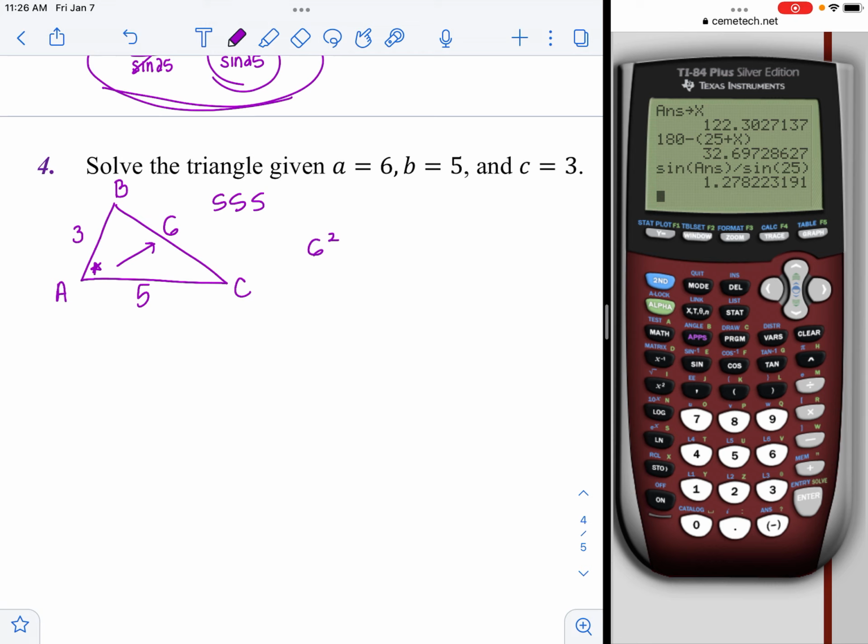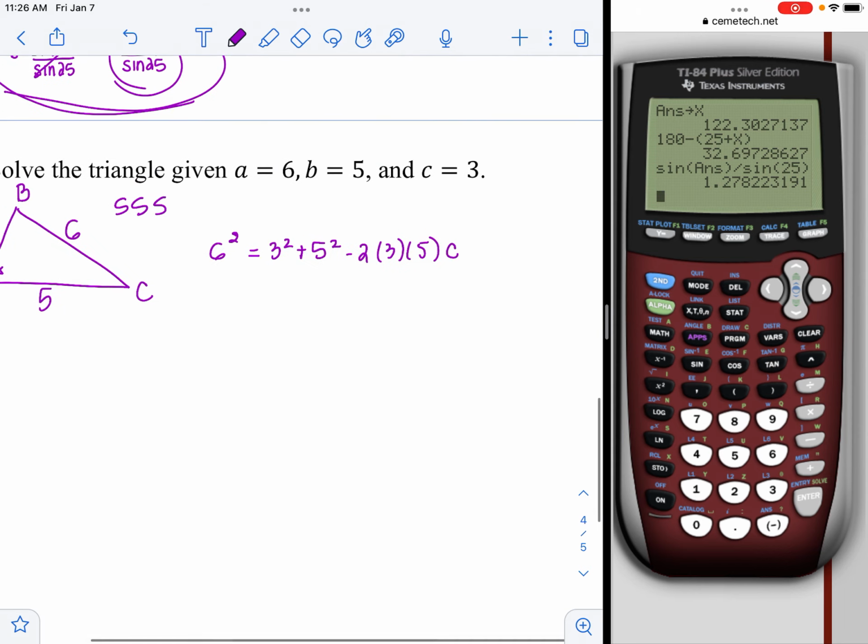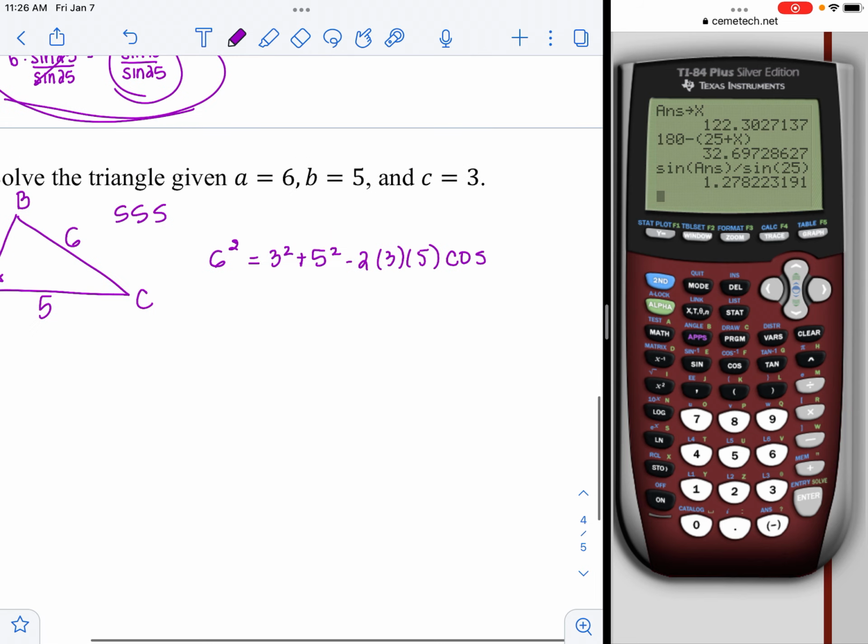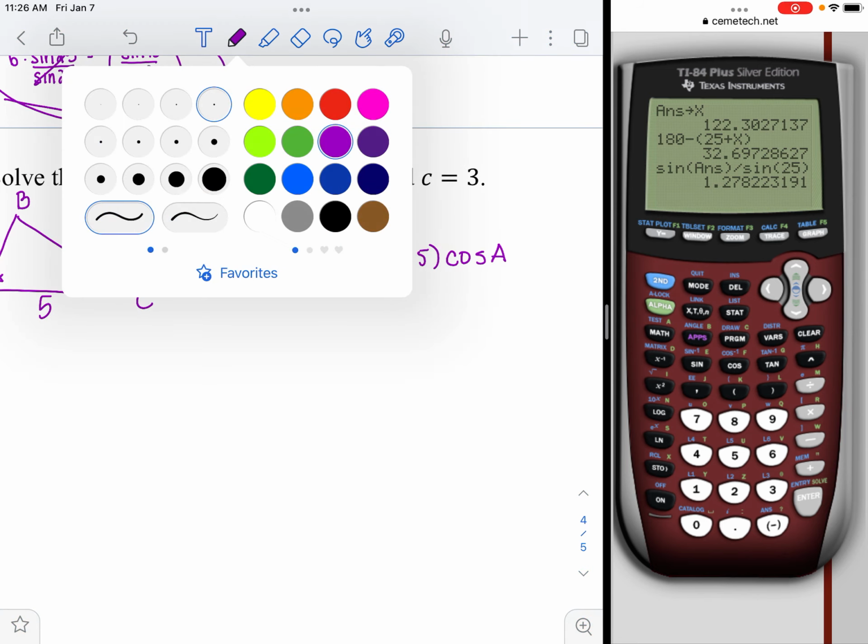So I'm going to do 6 squared, which is the one that's opposite of this, equals the other two sides squared, 3 squared plus 5 squared, minus 2 times those two sides, 3 times 5, times the cosine of the angle you're looking for, which was A. And now I have to solve for angle A.